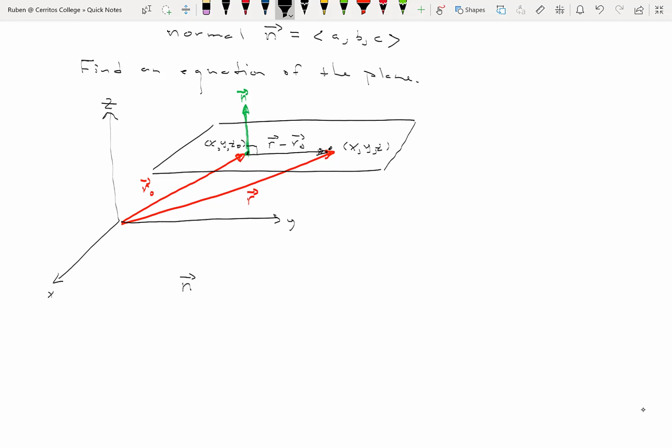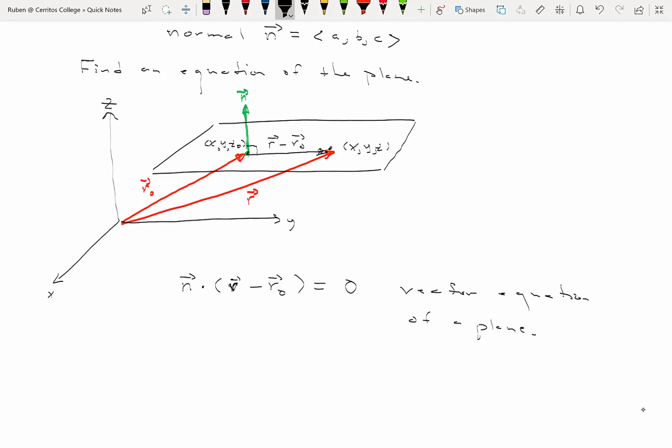So if two non-zero vectors are perpendicular, what happens? What is their dot product? Their dot product needs to be 0. The scalar product or dot product of two orthogonal vectors is 0. That right there, that's the vector equation of a plane.